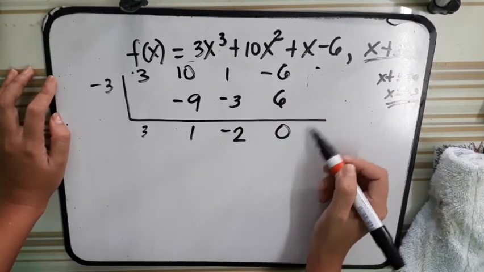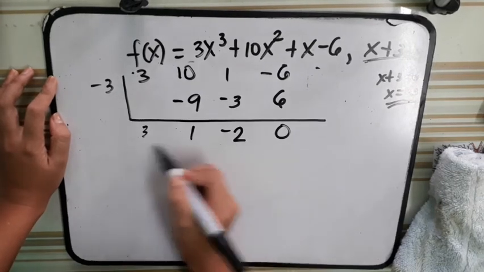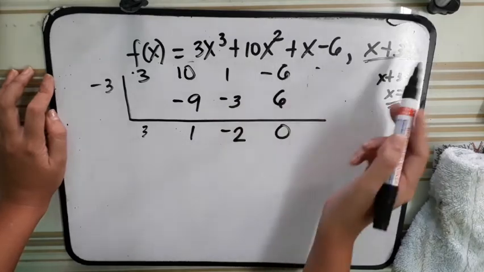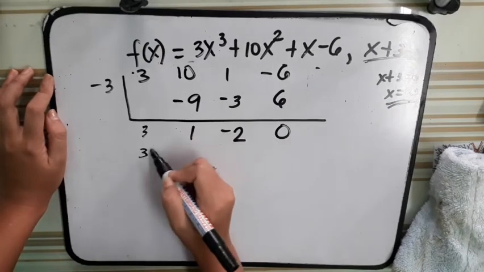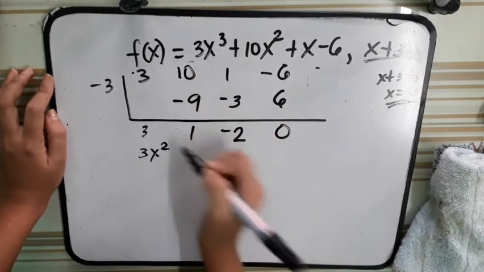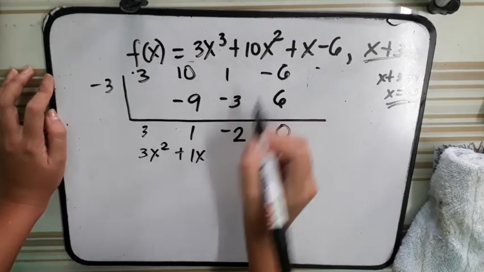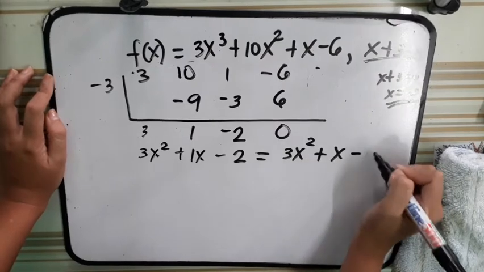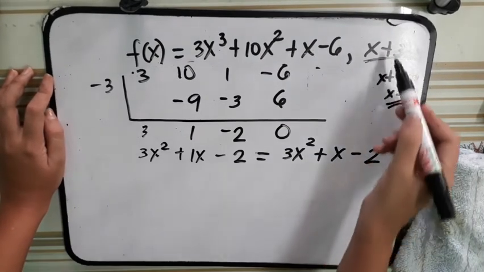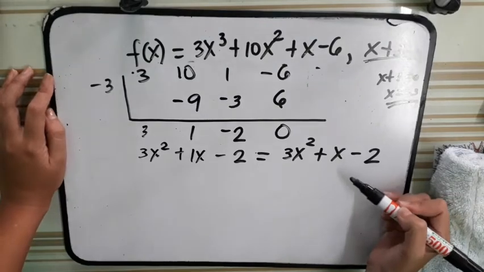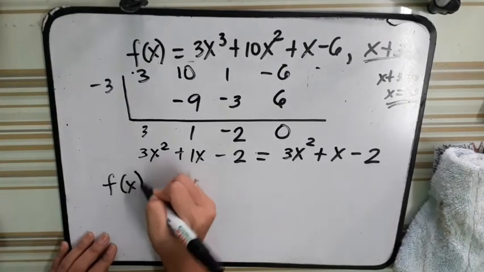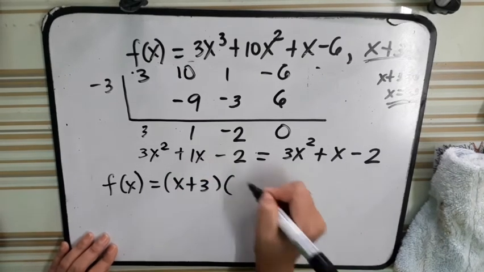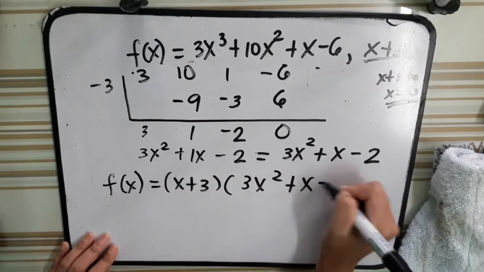Since our remainder is 0, we will now proceed to converting this into a depressed polynomial, or simply the result when we divide the two. So this will become 3x squared, since the leading 3 drops a degree, plus 1x minus 2. Or simply, 3x squared plus x minus 2. Now, we can rewrite this in factored form. f of x is equal to our first factor, which is x plus 3, times our second factor, which is 3x squared plus x minus 2.